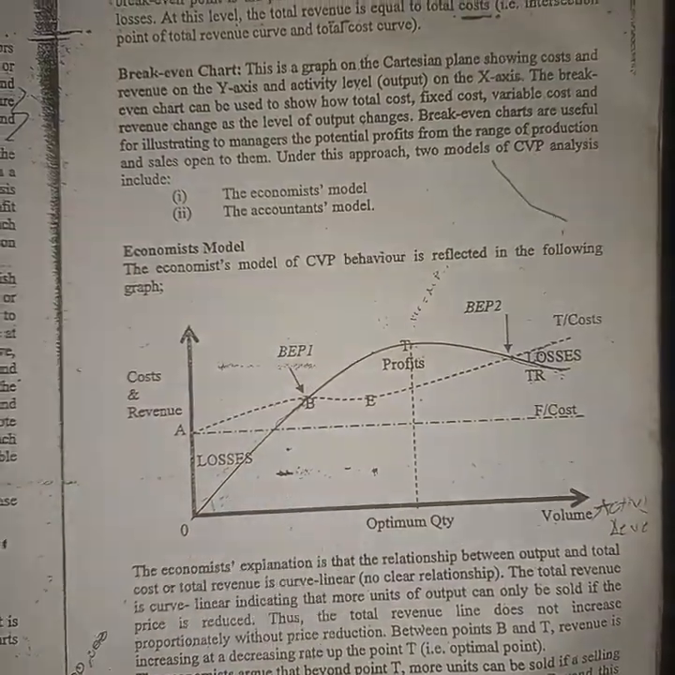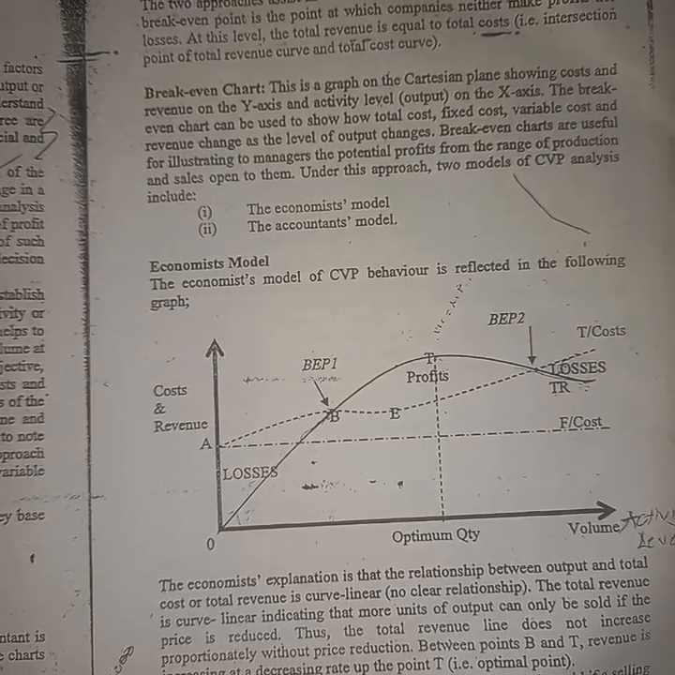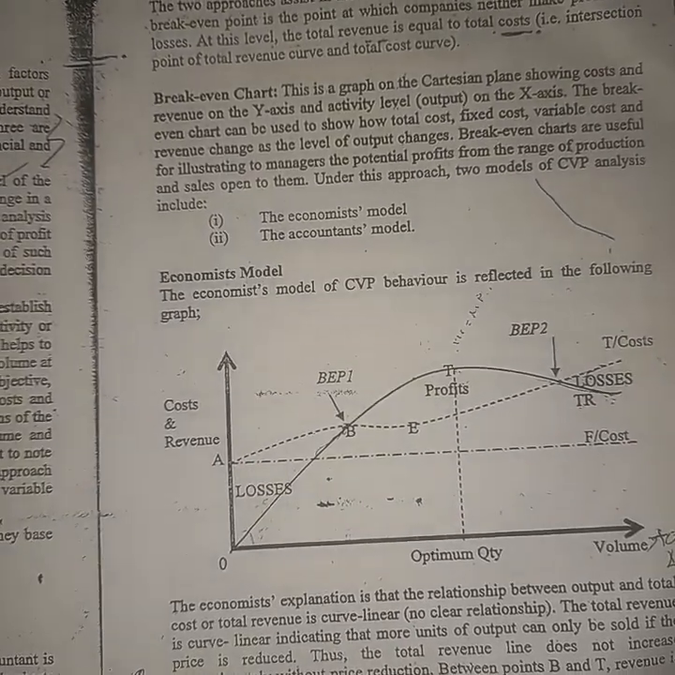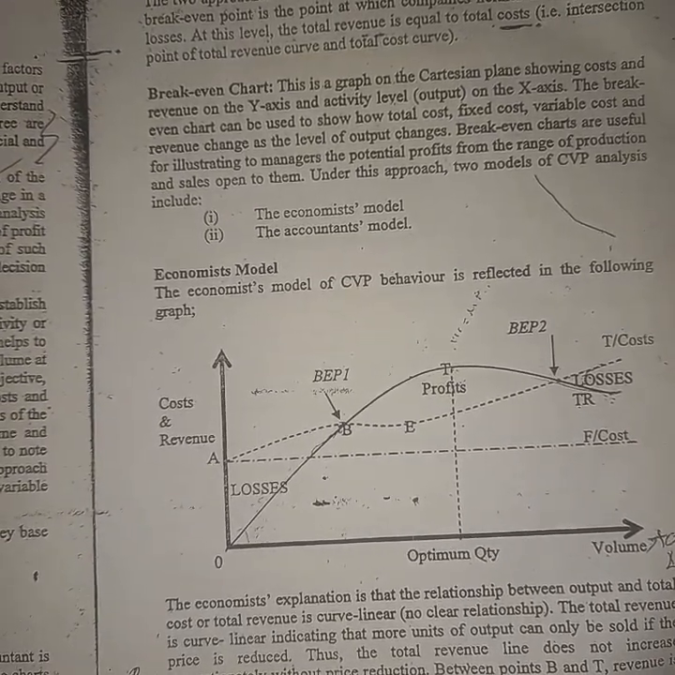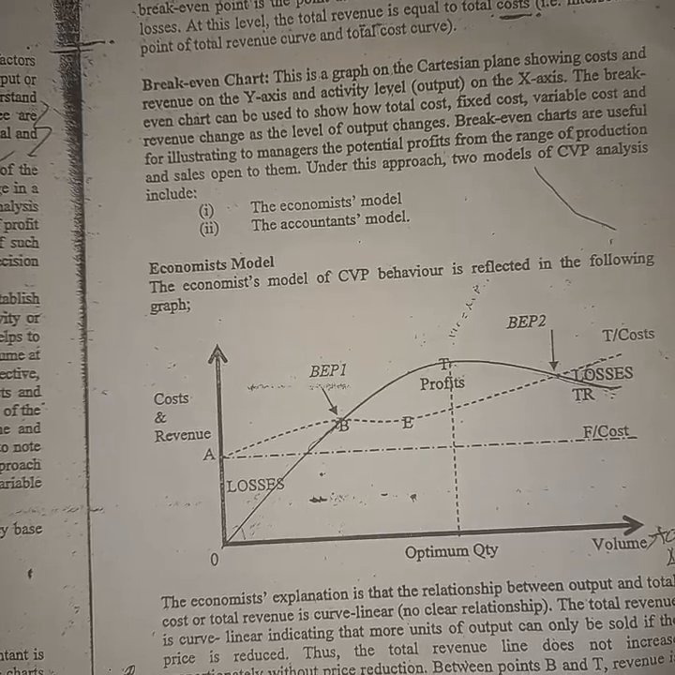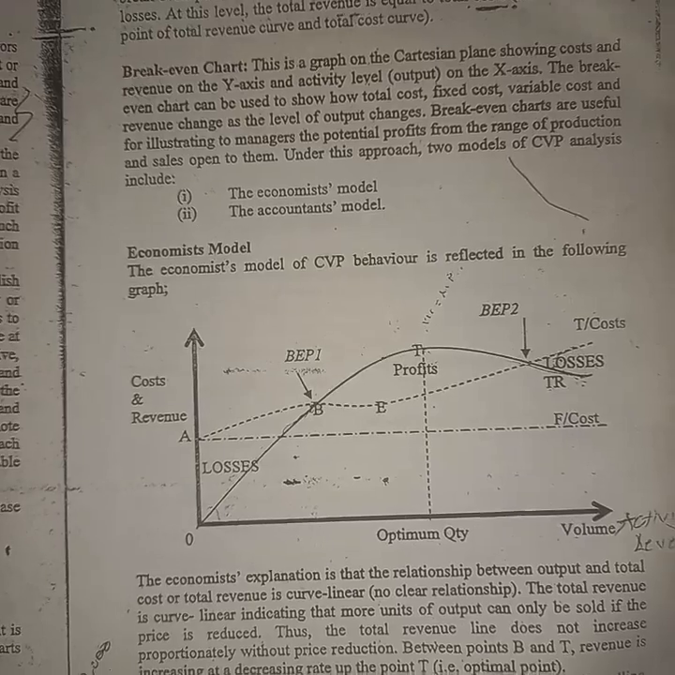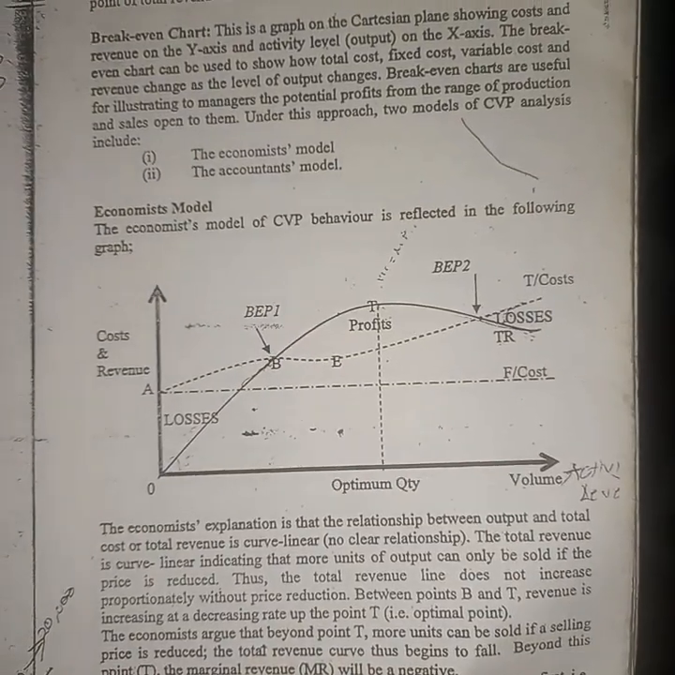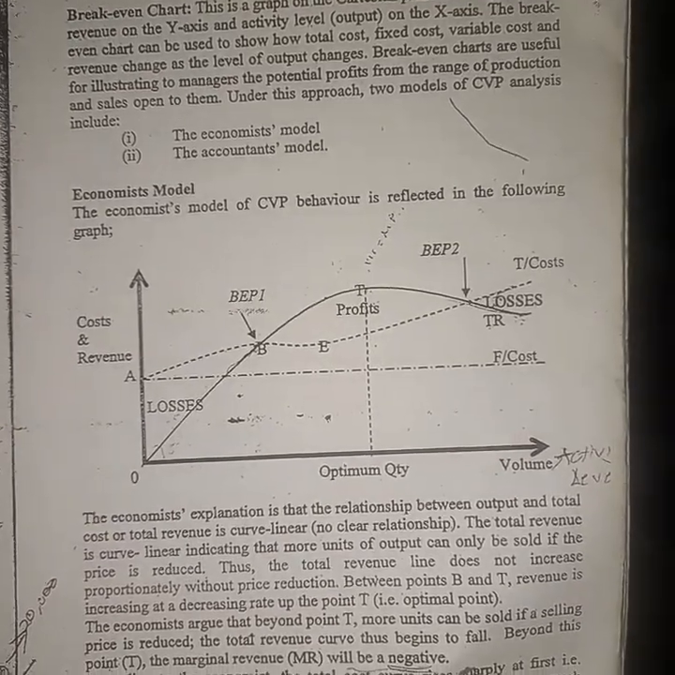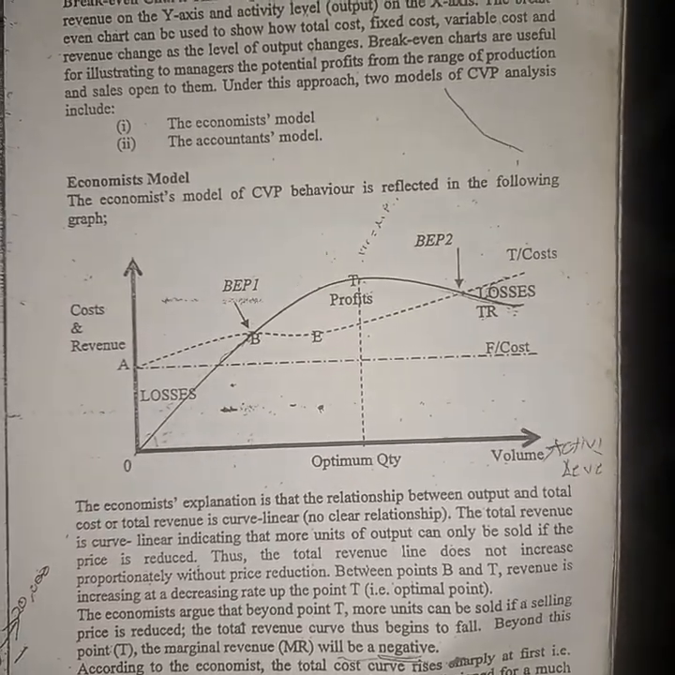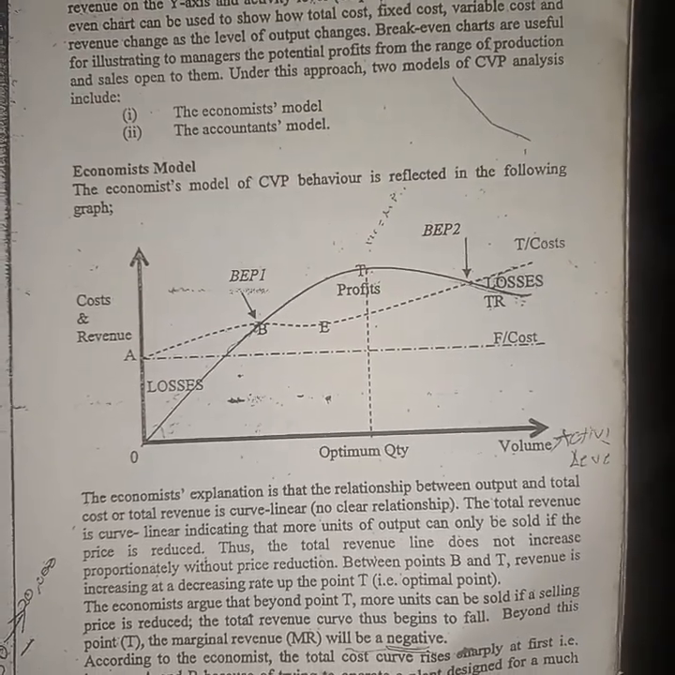So now we're back. We're looking at how cost volume profit analysis can be analyzed. To analyze cost volume profit analysis, we can use two methods: the economist model and the accountant's model. In the economist model, we'll look at how economists take on their cost volume profit analysis. So we are looking at that graph of how they analyze their costs, the volume and the profit.